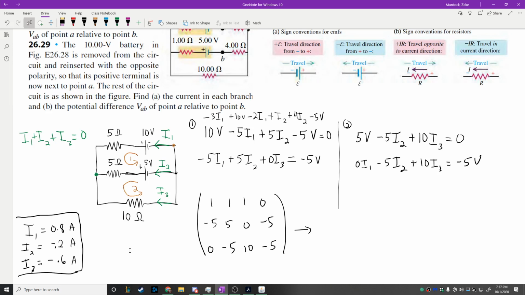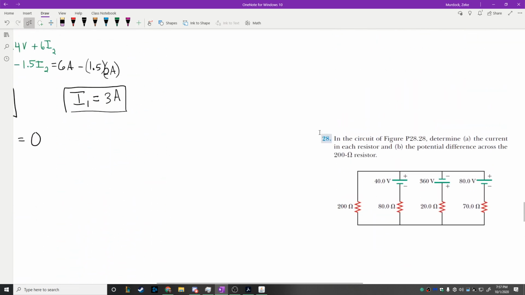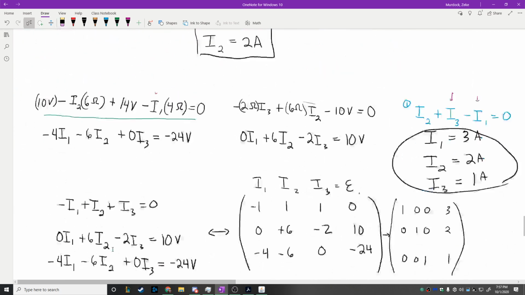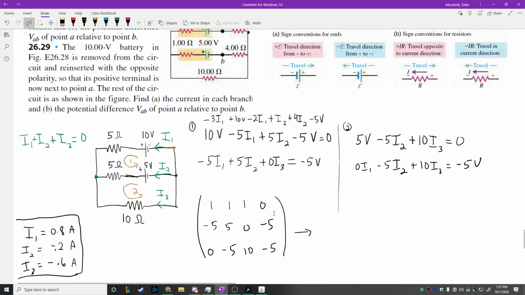Does anyone have any questions? Okay, so we want to do another one next that's a little harder. The last one that we'll look at before we start talking about capacitors and resistors together will be this one. Before we move on, I just want to make sure, any questions at all about this one, or does this feel okay?